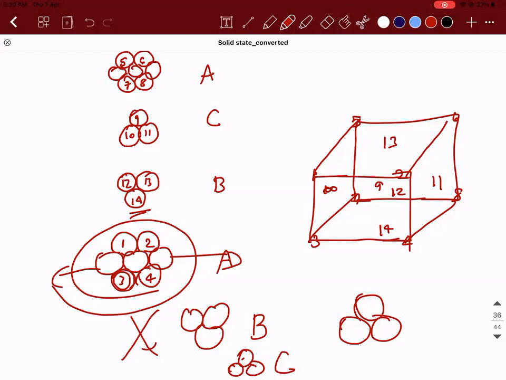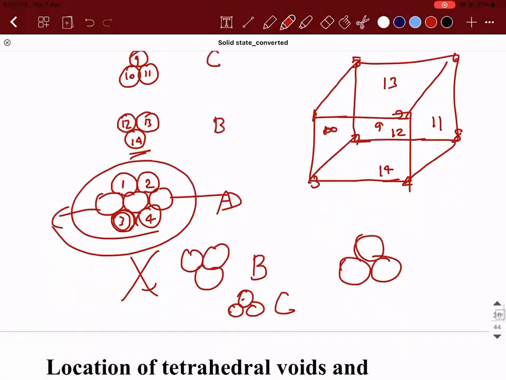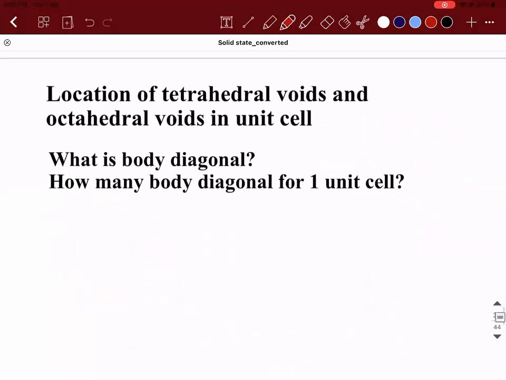Got it? At this speed, if you are completing the solid state, it will take another 10 hours. We have to go a little bit fast. Clear? Okay. Are you clear with this point? Shall we move to the next topic? Yes. Guys, we really need to move a little bit faster.